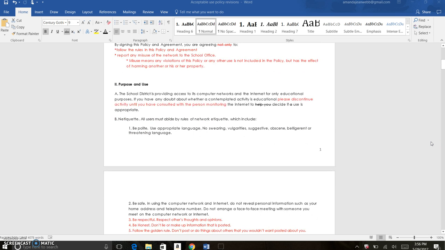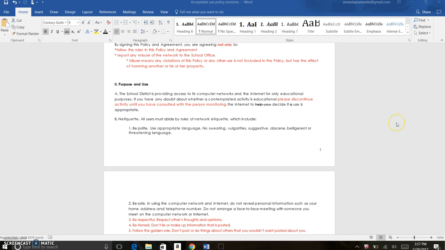Down in purpose and use, I added the part to say please discontinue the activity until you've consulted with the person monitoring the internet in case there was any doubt about something that students were using or doing. I thought it was important to not just have to contact that person, but also to stop what they're doing until they know that it's okay.